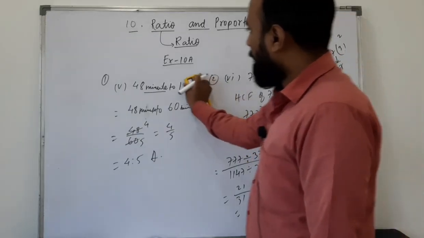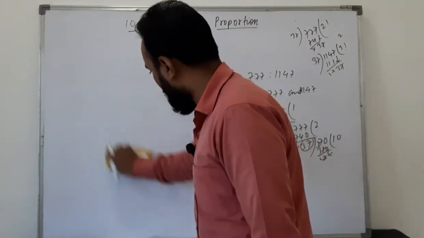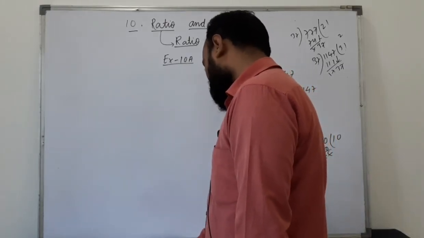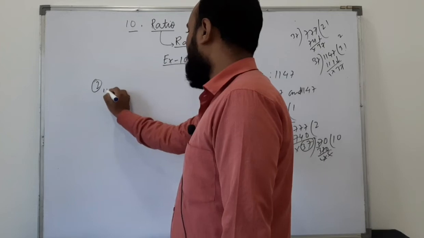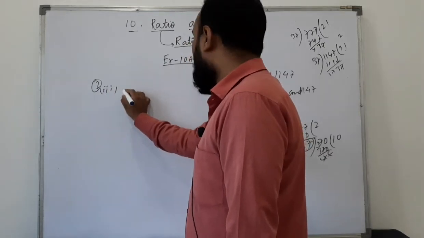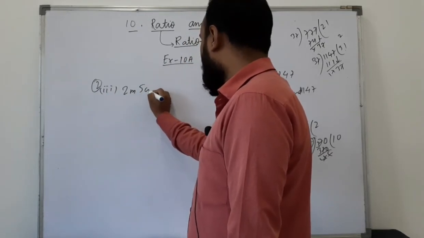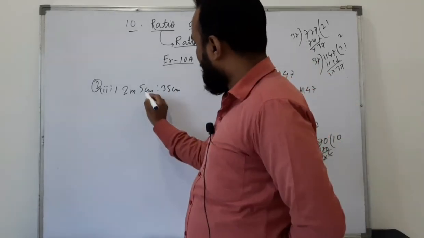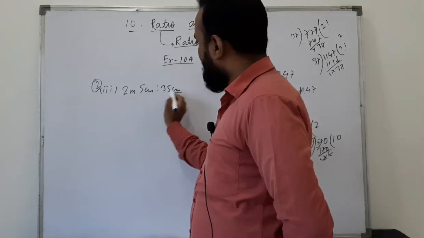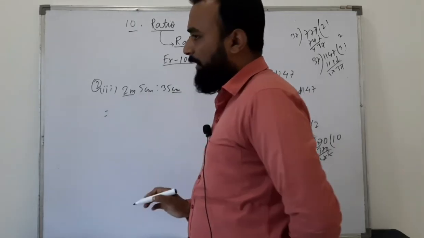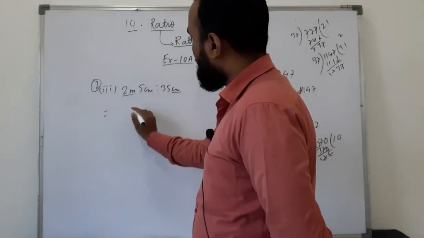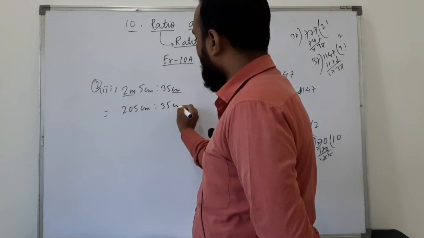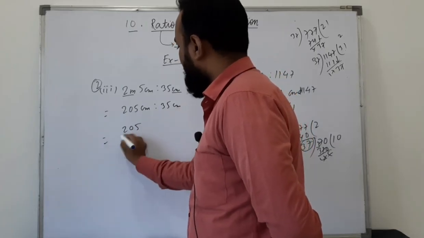Now I am going to solve question number 3. In question number 3 you have been given 2 meter and 5 centimeter is to 35 centimeter. So here you have to convert all the data into centimeters. 2 meters means 200 centimeters, and 200 plus 5 is 205 centimeters to 35 centimeters. Now try to find the simplest form.